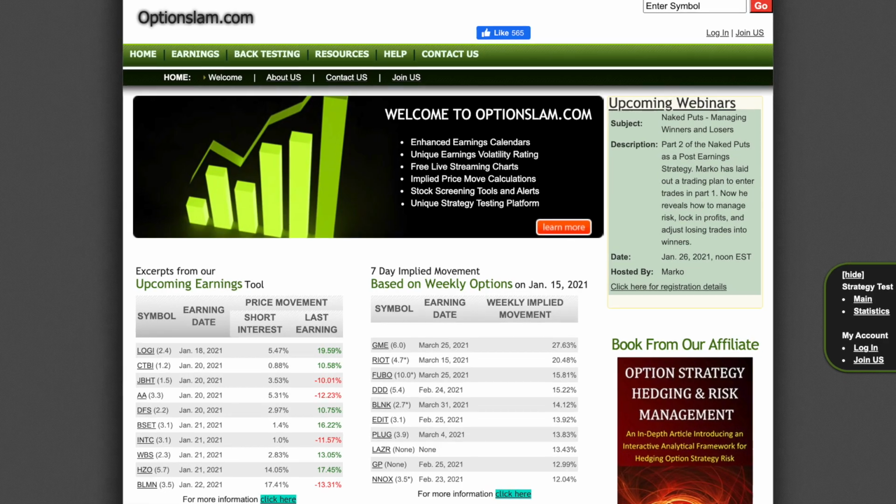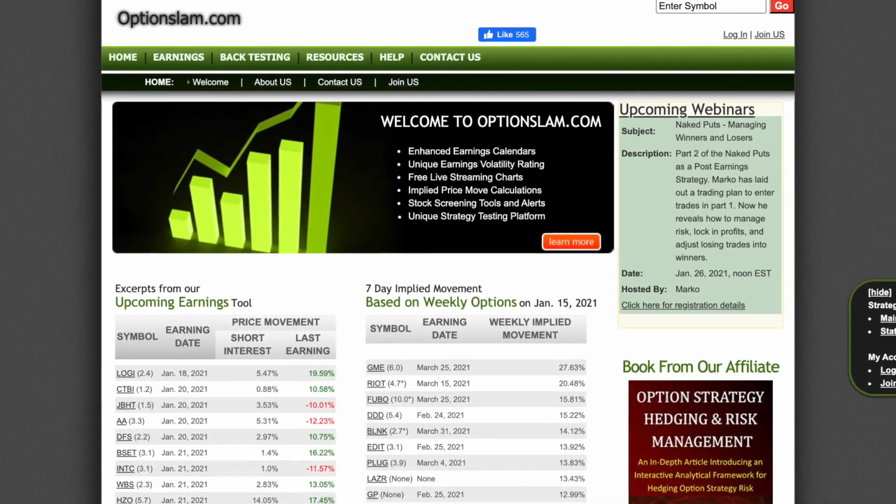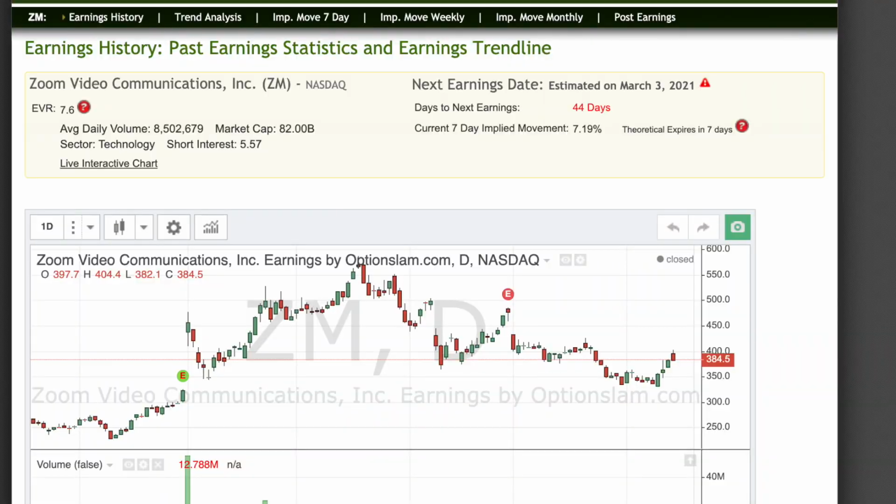To understand how volatile a stock is during its earnings announcement, I use a website called optionslam.com. I don't even use the paid version, I only use the free version. When you go on that website and type a stock, for example Zoom, on the web page that comes up there is something called the EVR. That's an indicator that says how volatile a stock is during its earnings announcements.